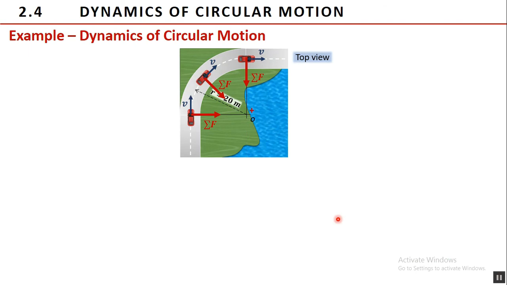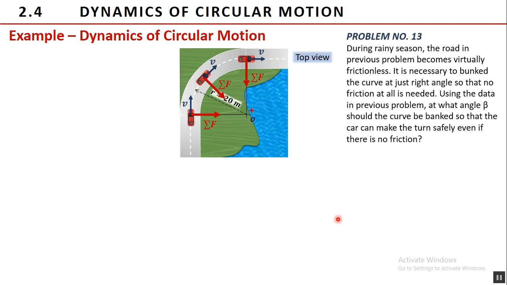This last problem is related to the previously solved problem. Problem number 13. During rainy season, the road in the previous problem becomes virtually frictionless. It is necessary to bank the curve at just the right angle, so that no friction at all is needed. Using the data in the previous problem, at what angle, beta, should the curve be banked so that the car can make the turn safely even if there is no friction?